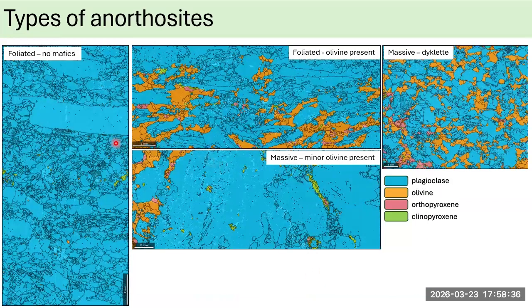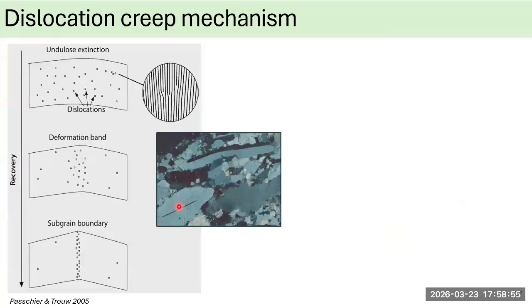So this is just the phase maps made by EBSD, and I just wanted to point out this one. This is this dikelet I showed. It has quite a different texture. There is no foliation here, or very weak if there is even. And spoiler alert, it's also deformed in a very similar way to these rocks here.